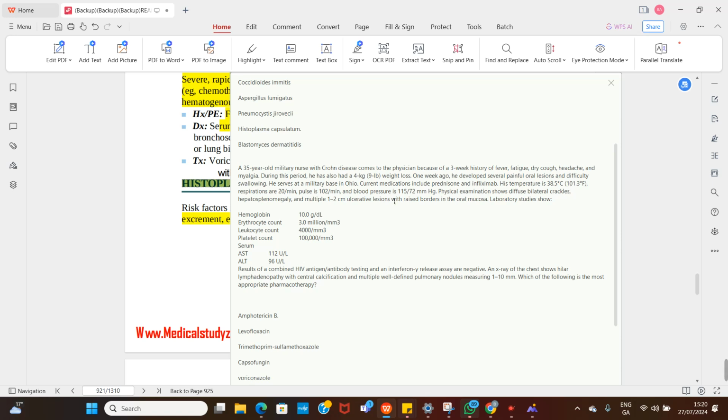Temperature is 38. Vitals okay. Physical examination shows diffuse bilateral lymphadenopathy, hepatosplenomegaly. You see multiple 1 to 2 centimeter ulcerative lesions with raised borders on the oral mucosa. Lab shows this liver pathology. Result of combined HIV antibody and interferon gamma is negative. Now, what do you think is the predisposing factor to this presentation? Anybody?